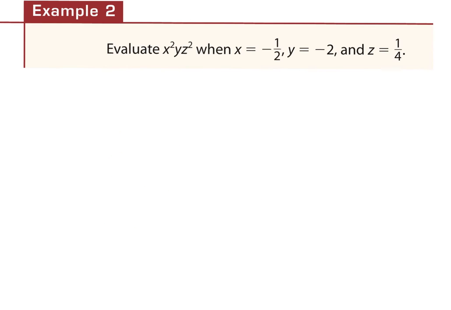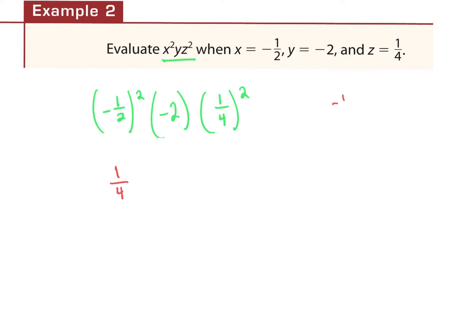Plug it in and do order of operations on x squared, y, z squared. And they were kind and gave us fractions. -1/2 is x, y is -2, and z is 1/4. Again, we're going to take this and plug in what they've given us. Instead of x, we're going to write -1/2 squared. Instead of y, we're going to say -2. And instead of z, we're going to say 1/4 and square that. How do I square a fraction? If I do -1/2 times -1/2, I'm going to get what? Positive 1/4.